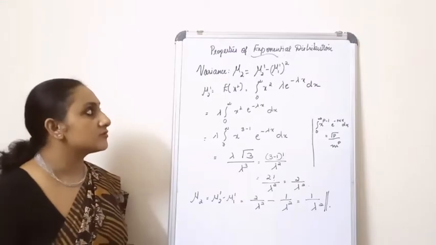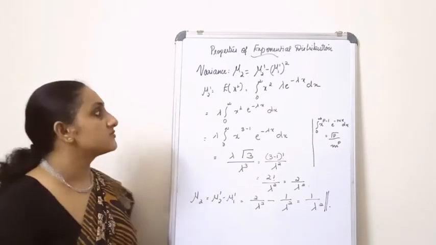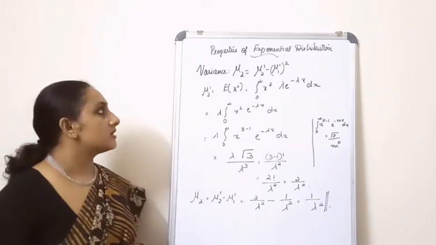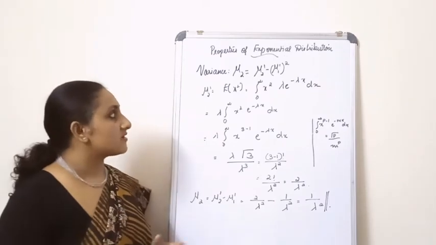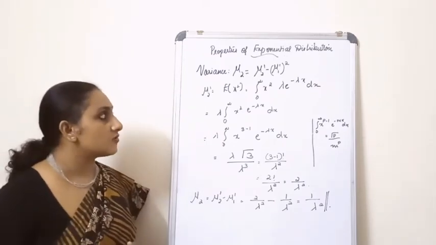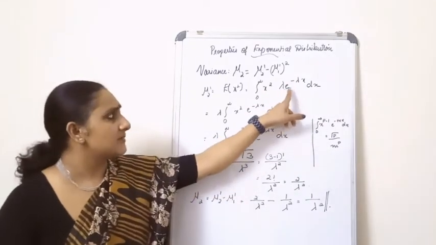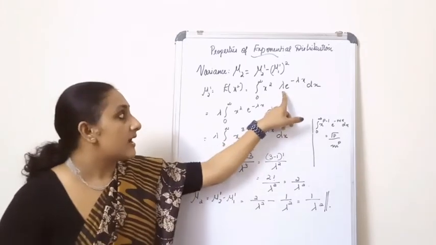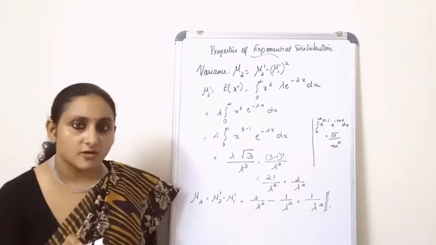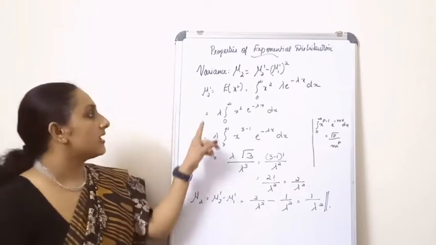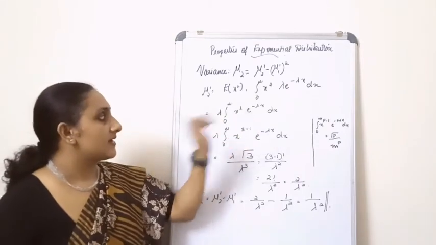Usually mu2 is equal to mu2 dash minus mu1 dash the whole square. Now mu1 dash is already found out. You are going to find what is mu2 dash. Mu2 dash is equal to expectation of x square, which is equal to integral 0 to infinity x square lambda e raised to minus lambda x dx. And lambda e raised to minus lambda x is the density function of the exponential distribution. Now I took the lambda outside since it is a constant, x square e raised to minus lambda x.